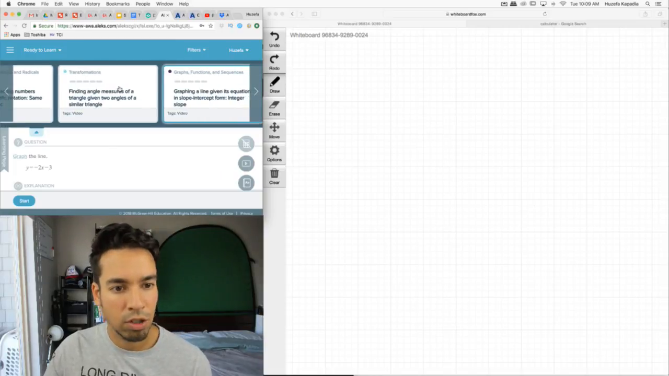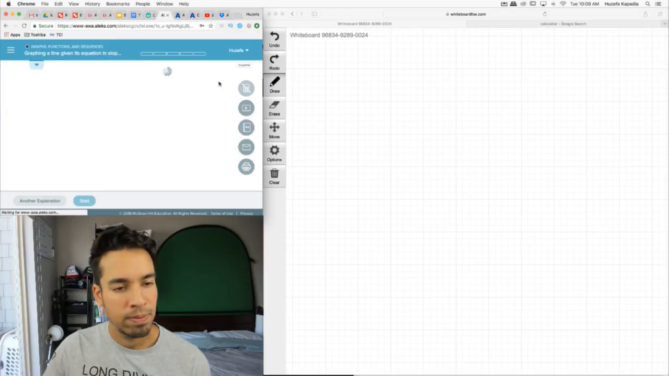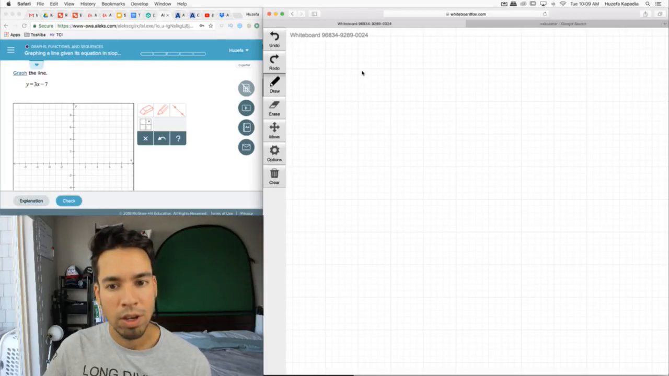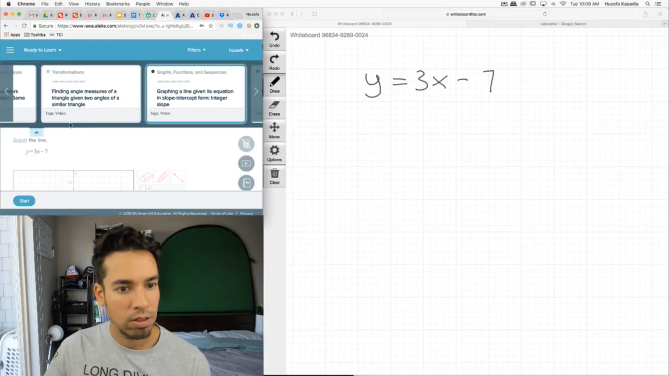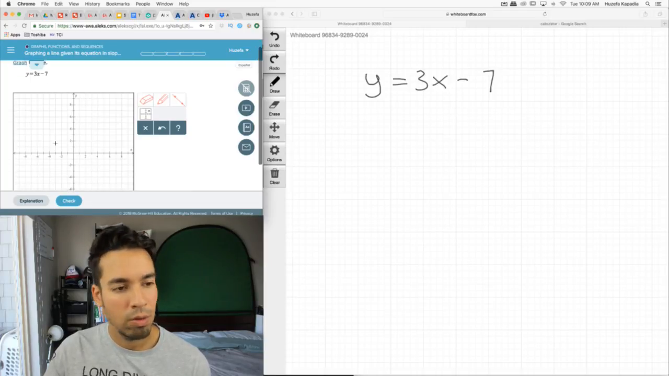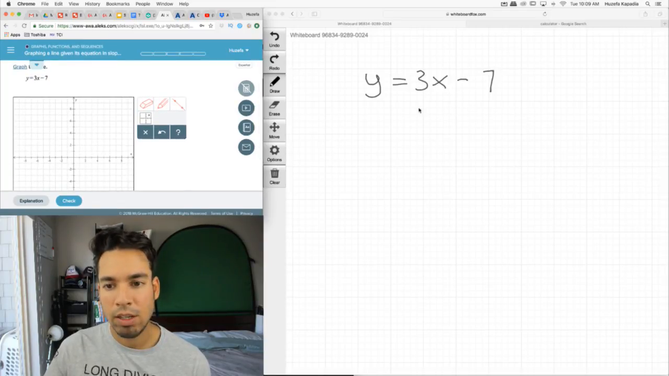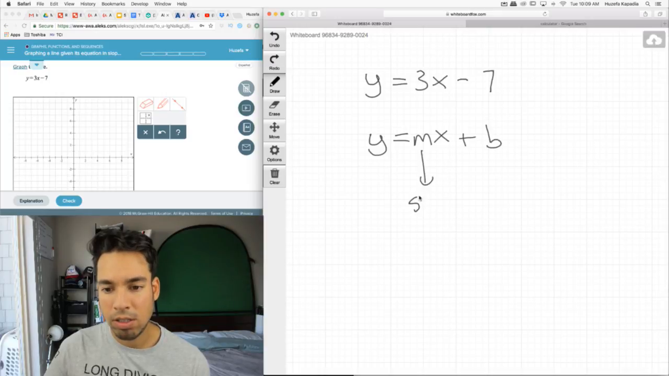Okay, graphing a line given this equation in slope-intercept form, integer slope. Okay, y equals 3x minus 7. So we want to graph this. The way we graph a line when we've got slope-intercept form is we look at these two values. Slope-intercept form is y equals mx plus b, where m is my slope, b is my y-intercept, okay?